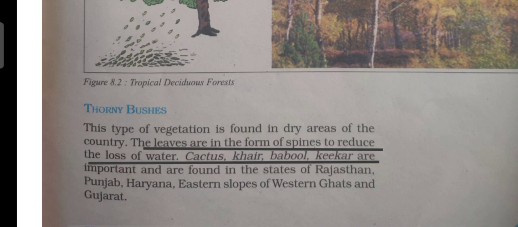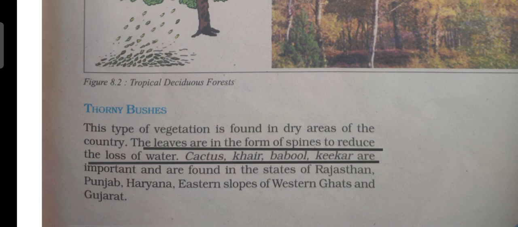This type of vegetation is found in the dry areas of the country. The leaves are in the form of spines to reduce loss of water. Cactus, khair, babool, kikar are important and are found in the states of Rajasthan, Punjab, Haryana, eastern slopes of Western Ghats and Gujarat. So children, thorny bushes is another type of natural vegetation found in India.